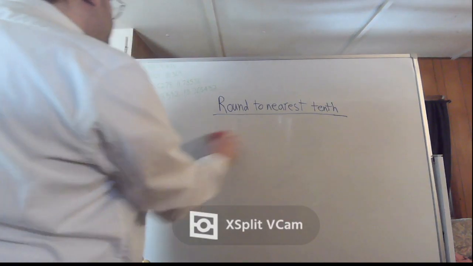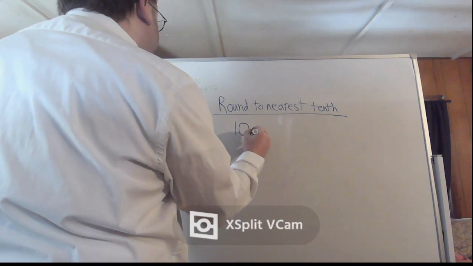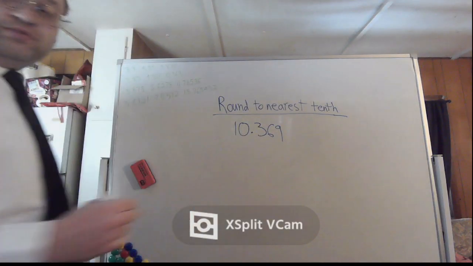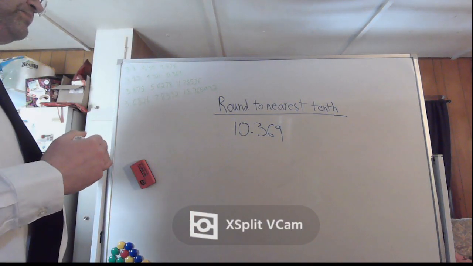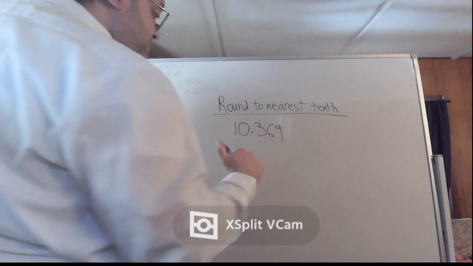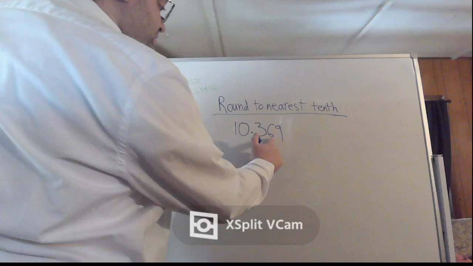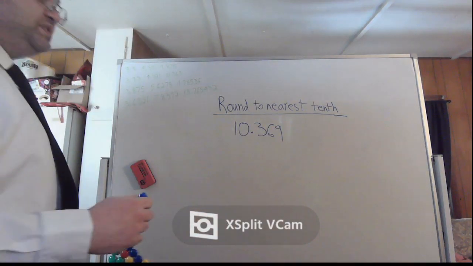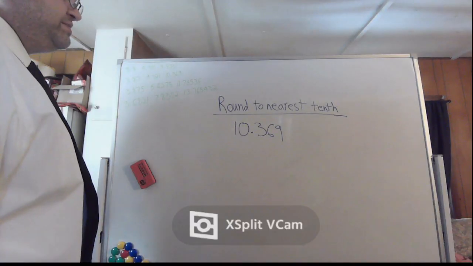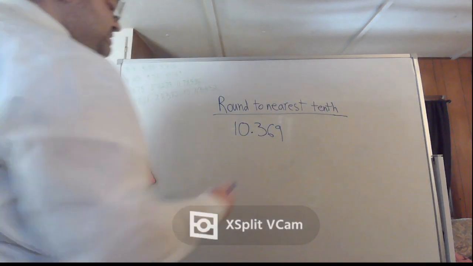Alright, we got one more for the tenths place here. Let's say I give you 10.369. You got 10.369 as your decimal. So you're going to round to the nearest tenth. You start with a 3 in your tenths place. Then you look immediately to the right in the hundredths place. You have a 6. We don't care about that 9 or what comes beyond that. We don't care about what's in the thousandths place or beyond. We only care about the tenths place itself and the hundredths place.